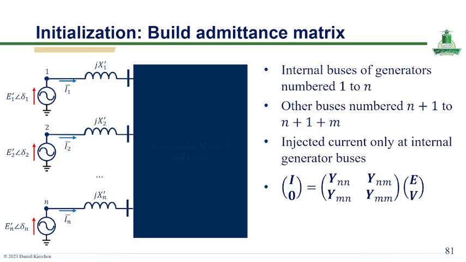So current injection exists only at the internal generator buses because loads are already represented as the admittances within the network. Using this arrangement, the system equations are written in matrix form using the partitioned admittance matrix Y. So this formulation connects generator internal voltages, bus voltages, and injected currents and forms the basis for transient stability and dynamic simulations of power systems.